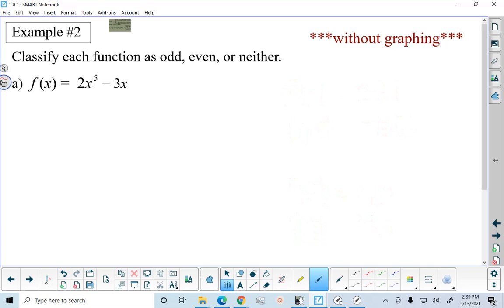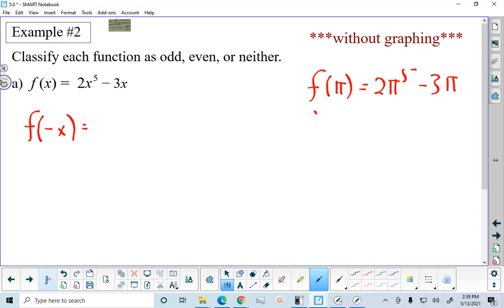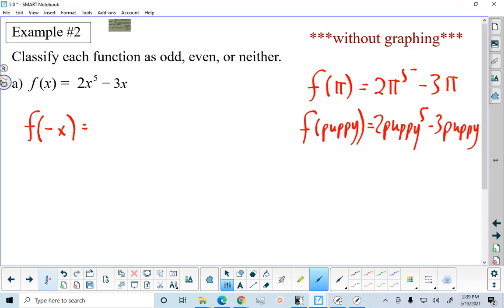Well, we're going to find f of negative x. What is f of negative x? I'll remind you of something, that if I gave you that function and I said, what is f of pi? It would be 2 times pi to the 5 minus 3 times pi. If I said, what is f of puppy? It's 2 times puppy to the 5 minus 3 times puppy. And as I've said before in class, don't be put off by the fact that we're using puppy. Any variable or number or item in mathematics is just a bunch of scribbles on paper anyway.